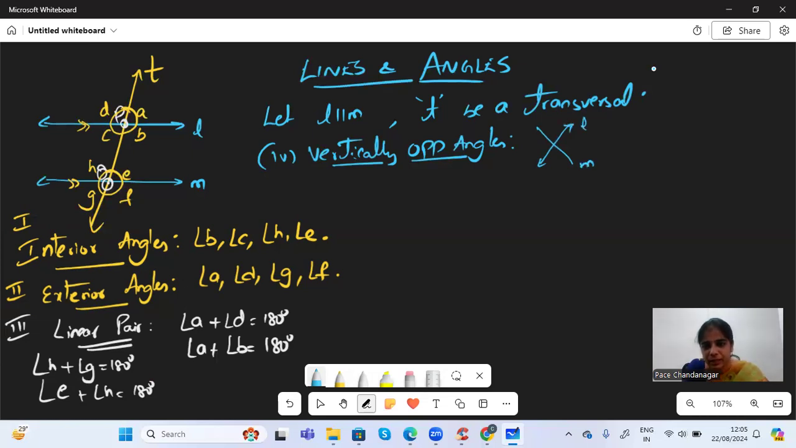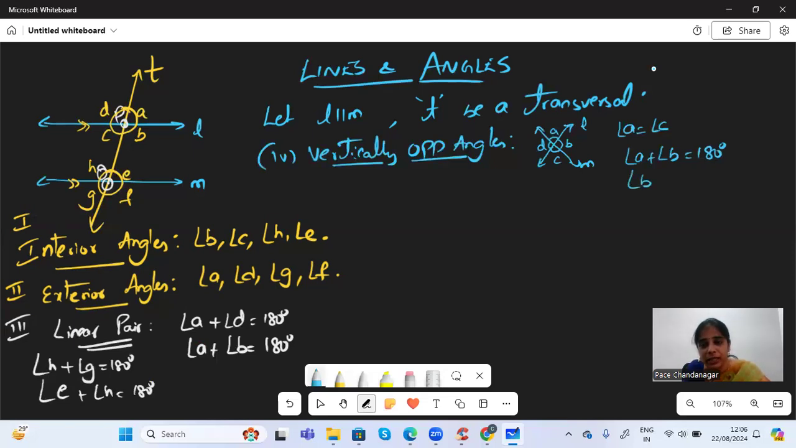So line L and line M, if you have two lines intersected at a point P, these two angles formed are vertically opposite angles. Suppose you have angle A, angle B, angle C, and let it be angle D. I would say angle A will be equal to angle C. And what is the reason? Try to understand angle A plus angle B. Is it equal to 180? Because it is forming a linear pair.